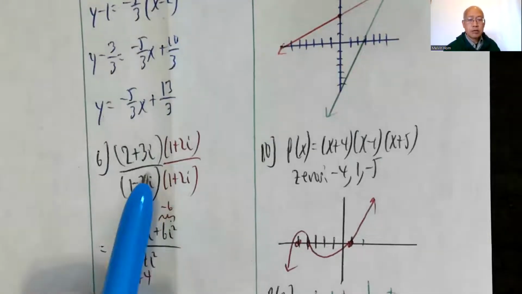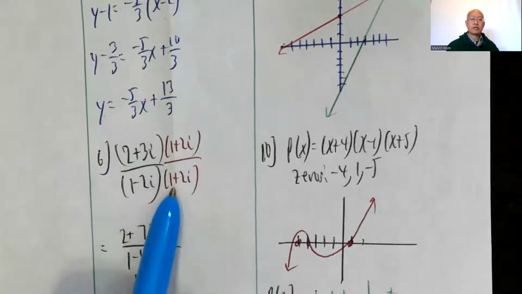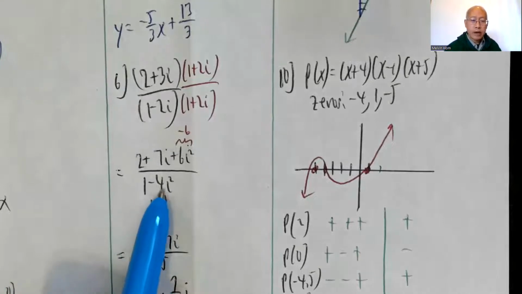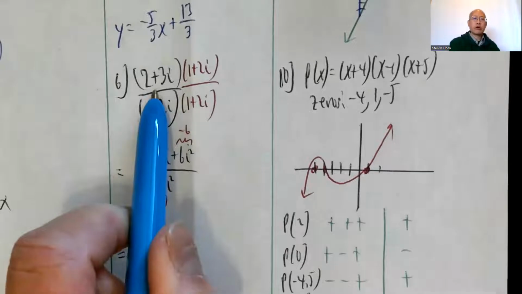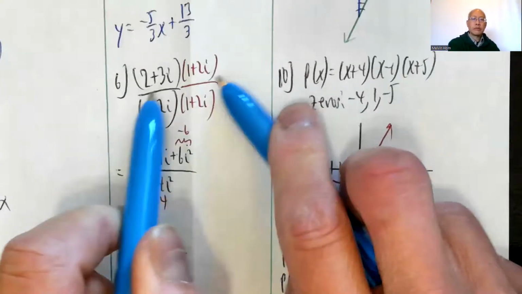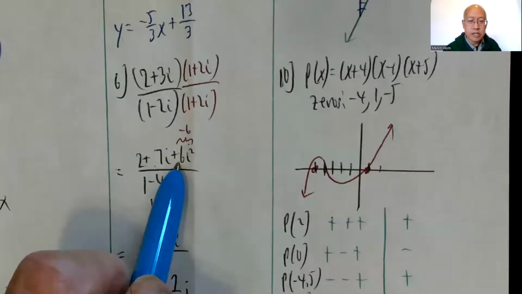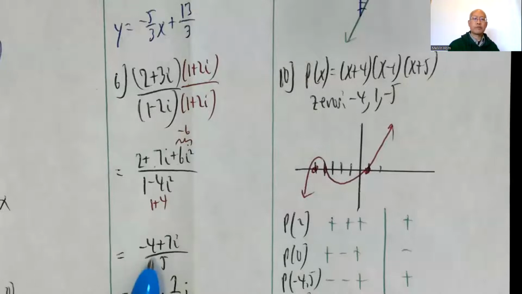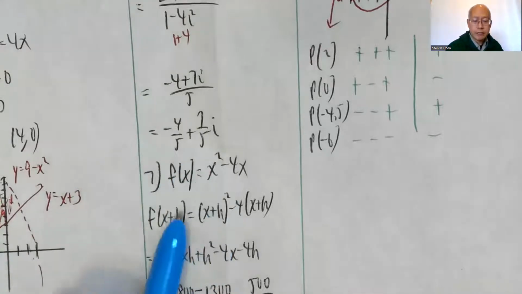Number 6, multiply by the conjugate of the denominator in the numerator and denominator, 1 plus 2i. So the denominator becomes 1 minus 4i squared. I squared is negative 1, so that's 1 plus 4. The numerator with FOIL is 2 plus 4i plus 3i is 7i plus 6i squared. 6i squared is 6 times negative 1, which is negative 6. 2 and a negative 6 gives me negative 4 plus 7i, divided by 5. Write it in the form of a plus bi: negative 4/5 plus 7/5 i.